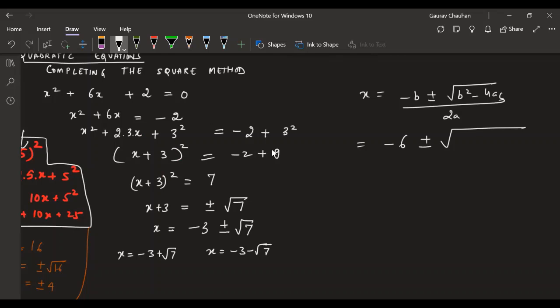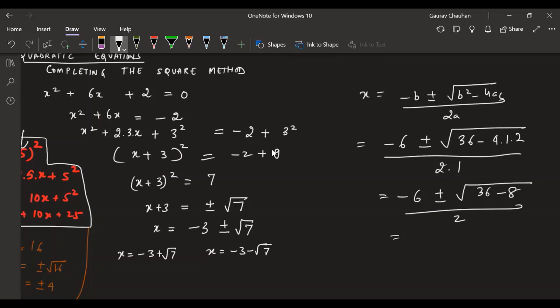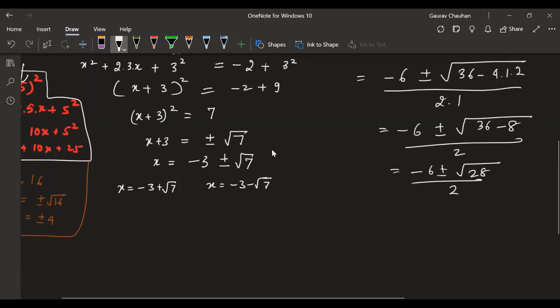B square is 6 square, 36, minus 4 into a which is 1, c which is 2, by 2 into a which is 1, is equal to minus 6 plus minus root over 36 minus 8 by 2. Anyhow I can divide this off, no? But let's wait. Minus 6 plus minus root over 28 by 2. Okay, stay with me here. I'm going to simplify. Root over 28 can be 2 into 2 into 7, 4 into 7 it is, by 2.